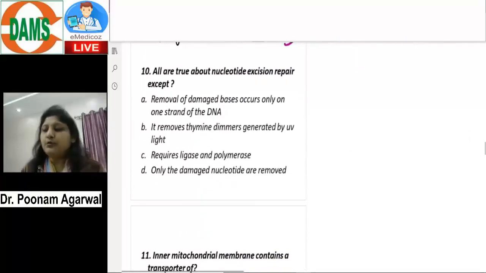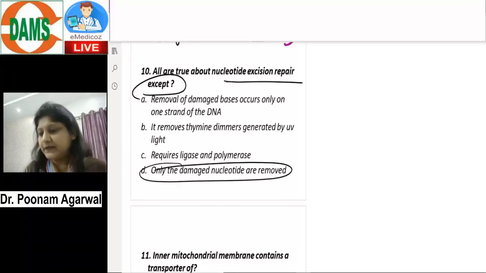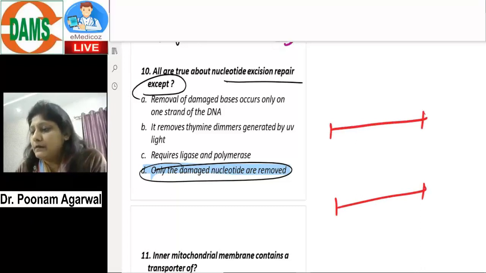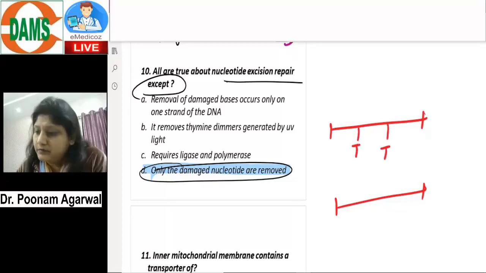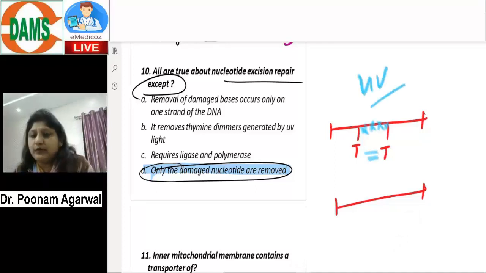Coming to the next question, true about nucleotide excision repair except. So what is wrong regarding nucleotide excision repair? Only the damaged nucleotides are removed is the answer in this question, because it is not only the damaged nucleotide which is removed. When we are talking about nucleotide excision repair, we have double-stranded DNA like this, with, for example, thymine dimers produced on exposure of this DNA to ultraviolet light. This is called thymine dimerization, and a large segment of the DNA strand is getting affected.